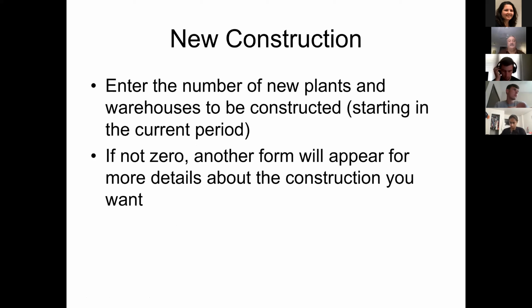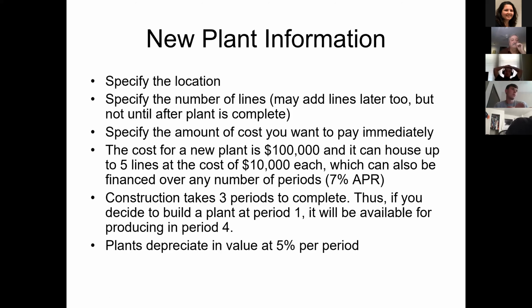Okay, if you decide you want to build a new plant, you enter how many new plants you want. If the number of new plants you want is not 0, another form will appear and ask you where you want to build them, how much you want to pay off now, and how much you want to take a loan out on. So you specify the location, the number of lines to build, and how much you want to pay off.